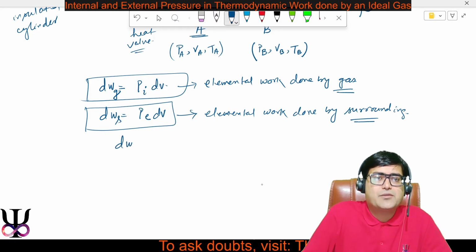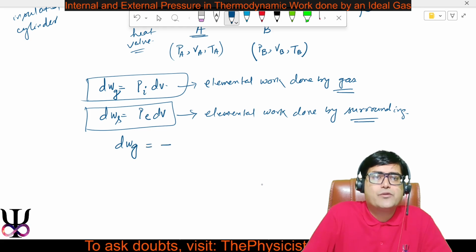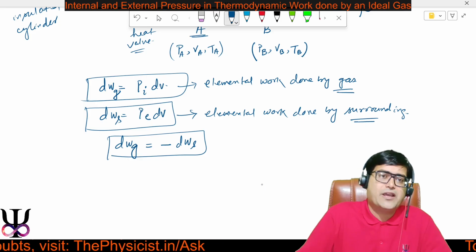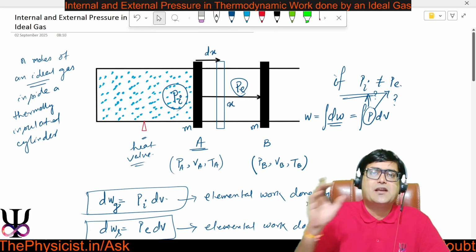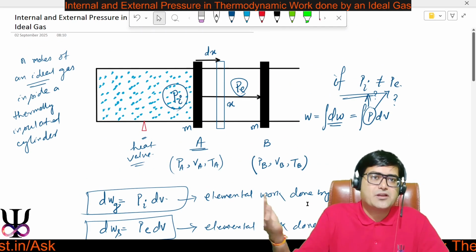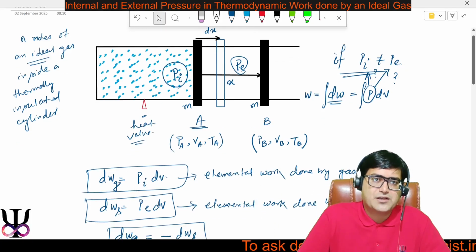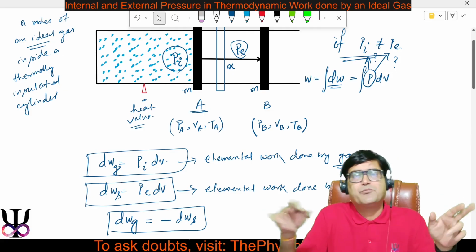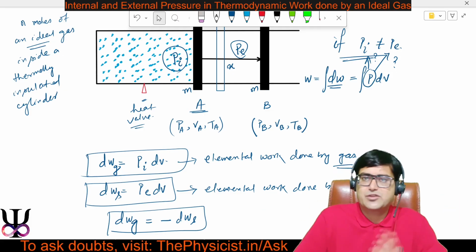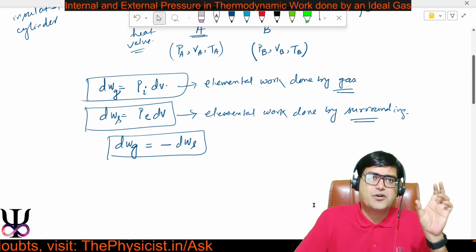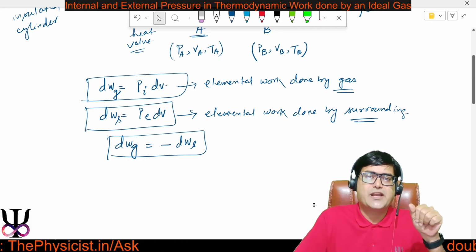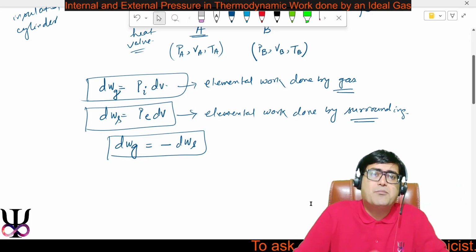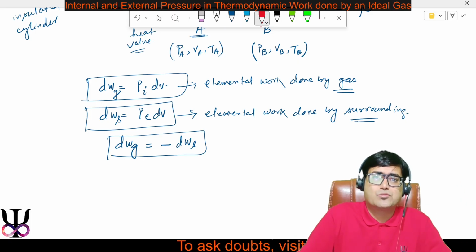Now, dWg might not always be equal to the negative of dWs. Why do I use a negative sign? Because if you consider an expansion of the gas, that would be a compression of the surrounding. And if you consider a compression of the gas, that would be an expansion of the surrounding. So the nature of the work done: if it's positive for the gas, it has to be negative for the surrounding. If it's negative for the gas, it will be positive for the surrounding. But this is not always true.